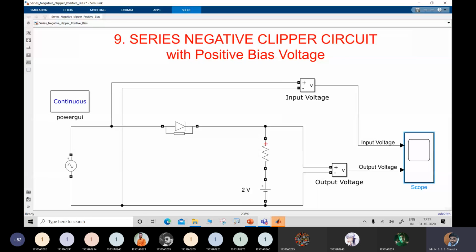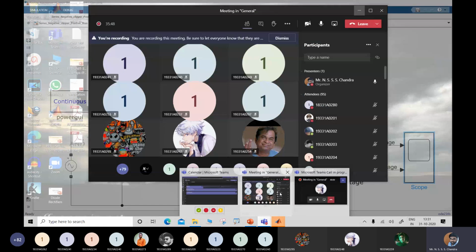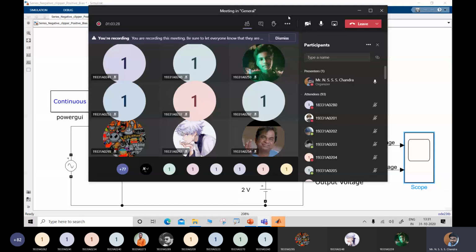With this, I'll end the class. In the next class, we'll be discussing the combination clipper. In the combination clipper, some portion of the positive half cycle will be cut down and some portion of the negative half cycle will also be trimmed down. Till now we have seen three types of clippers: the series clippers, the shunt clippers, and the biased clippers. Now we shall see the combination of both the positive and negative clippers.